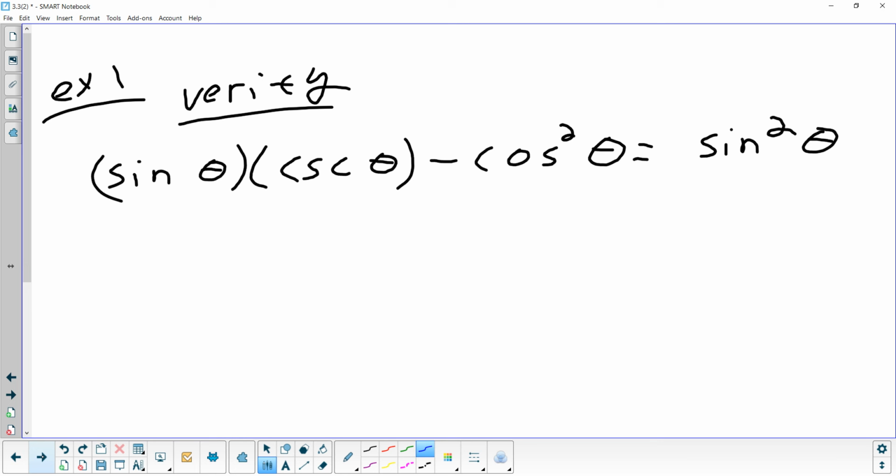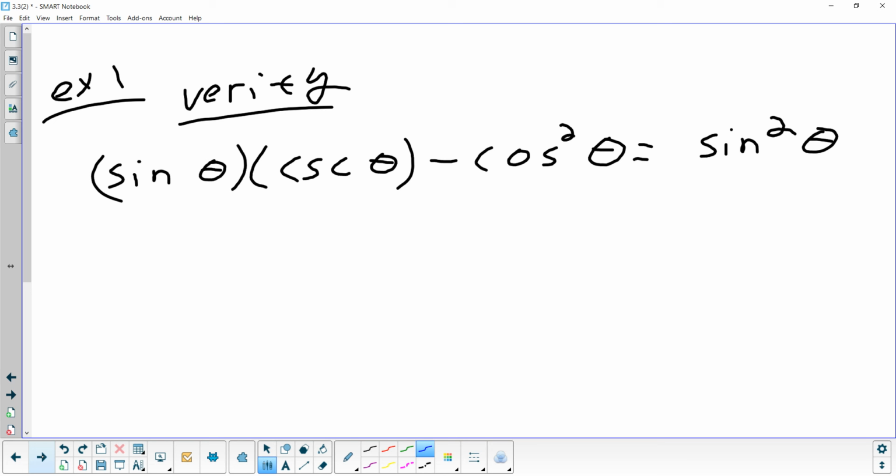I don't think I asked you about this one, but which side looks more complicated here, the left or the right? The left. The left has 3 different trig functions. It has multiplication, subtraction. The right is a single trig function squared. So our goal is to simplify the left-hand side until it turns into the right.